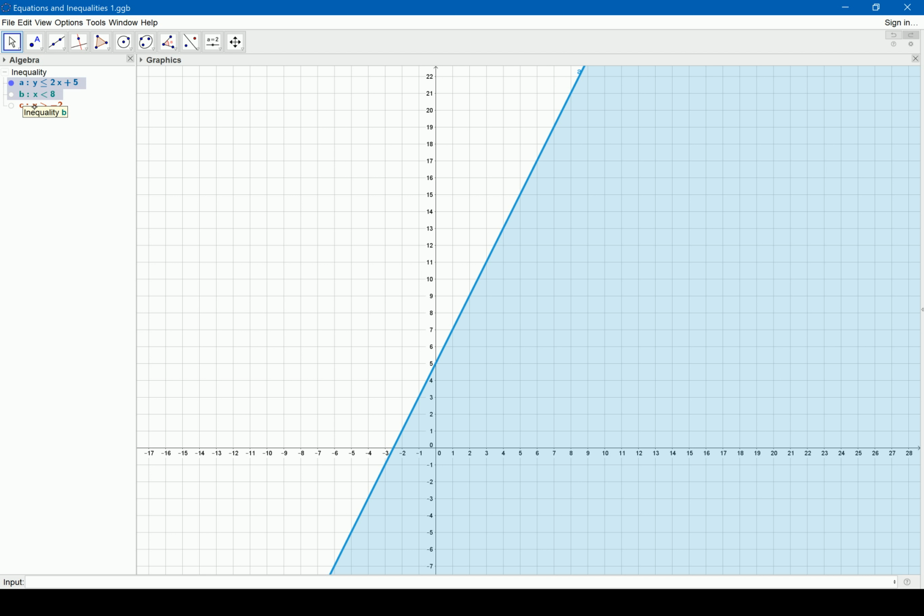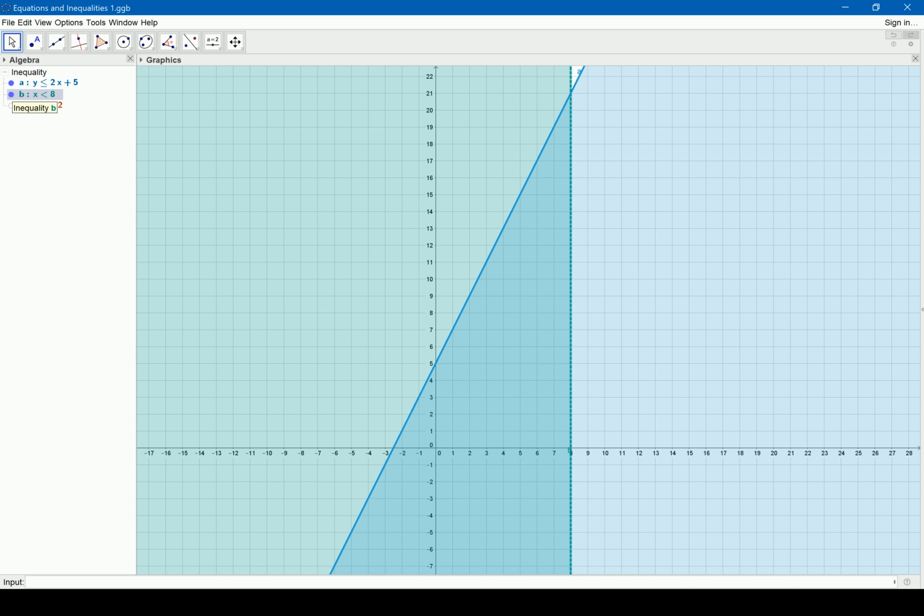The second inequality that I wanted to sketch was all of the x values that are less than the value of 8. And again, here is a strict inequality, so this time we're talking about a dotted line, and all of the x values that are less than 8 will be on the left-hand side.